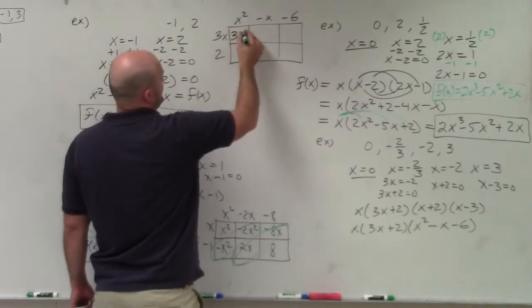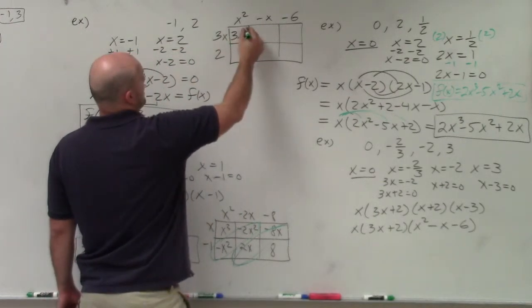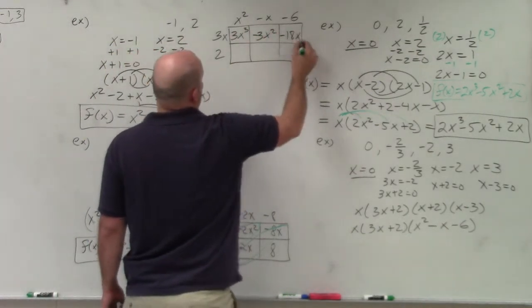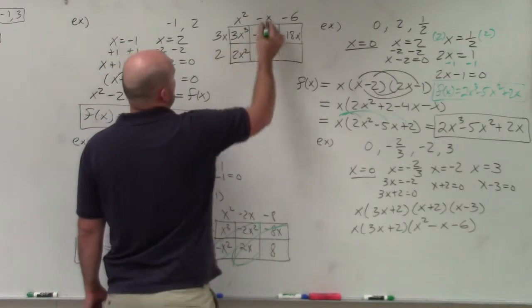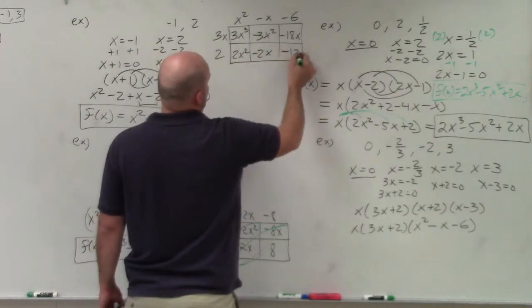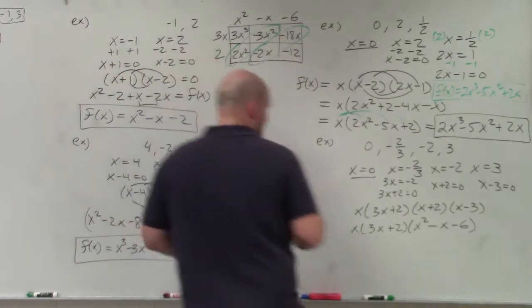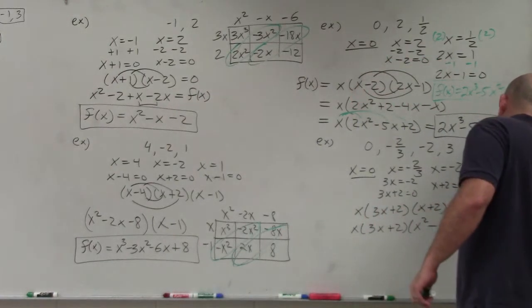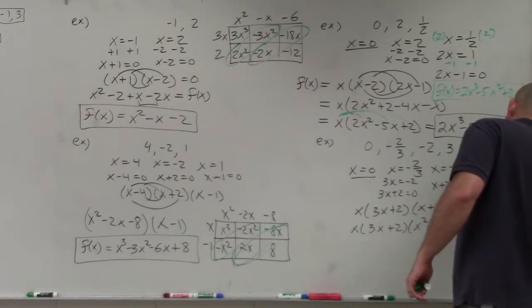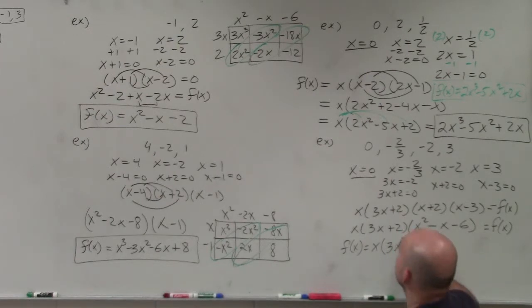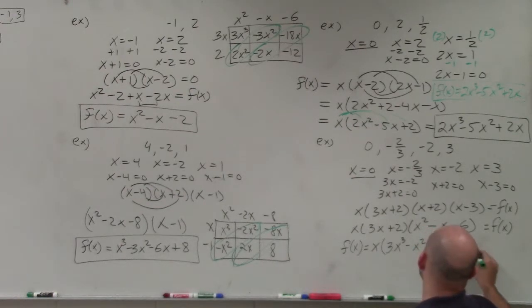X squared times 3x is 3x cubed. 3x times negative x is a negative 3x squared. 3x times negative 6 is negative 18x. X squared times 2 is a 2x squared. 2 times negative x is negative 2x. 2 times negative 6 is a negative 12. Notice my like terms. OK? So therefore, again, this equals my f of x. Let's write the f of x in front. So I'll still have x, and then times 3x cubed minus x squared minus 20x minus 12.